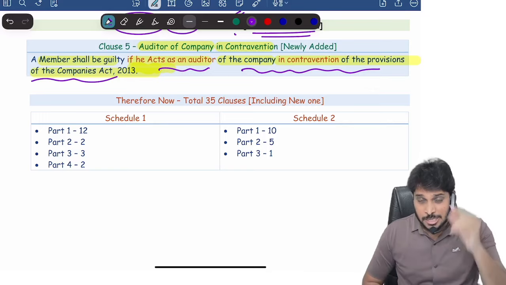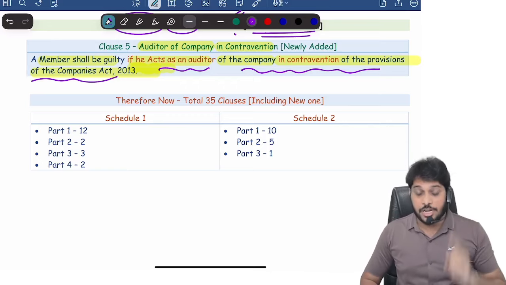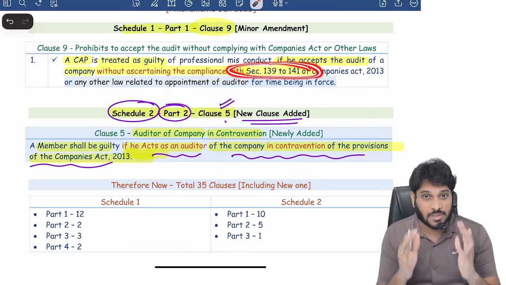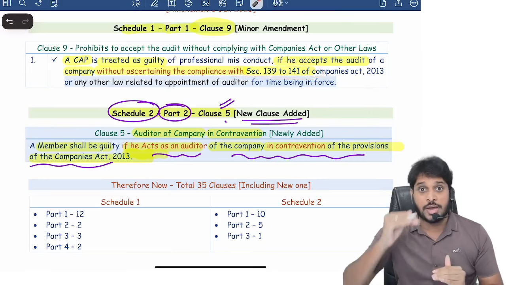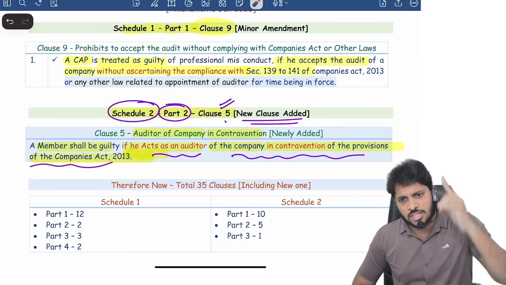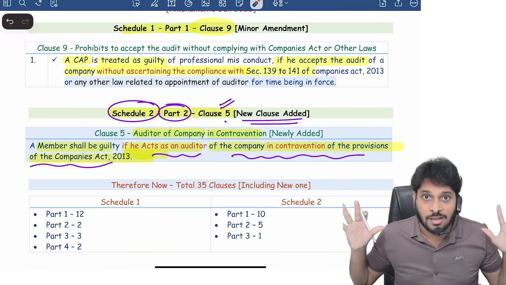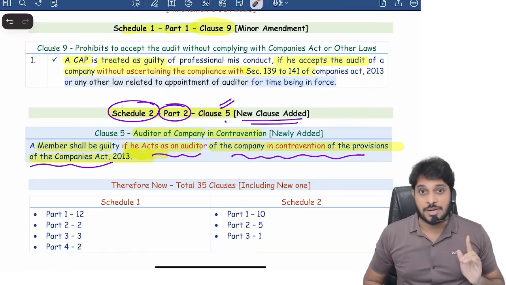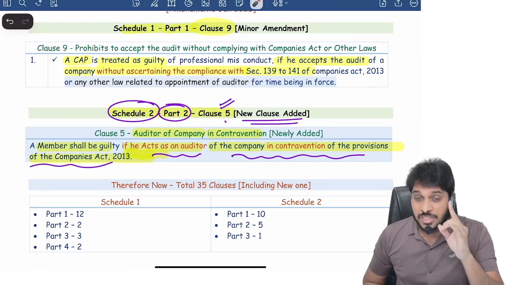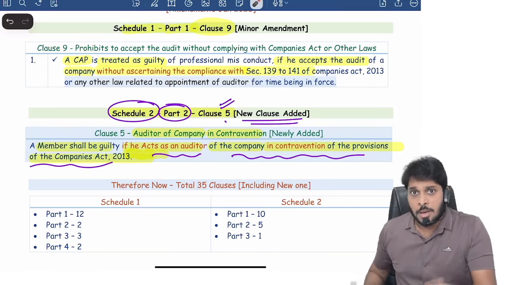Remember that. Suppose you accepted the appointment of the company. At the time of accepting the appointment, you checked compliance with the Companies Act. At the time of acceptance, you checked all the provisions of 139, 140, and you are eligible. No disqualification, nothing. You accepted the audit after thorough checking with the Companies Act, and your appointment is absolutely valid. But after the appointment, you are affected with disqualification. You may have checked it or may not have checked it, but you are actually disqualified.